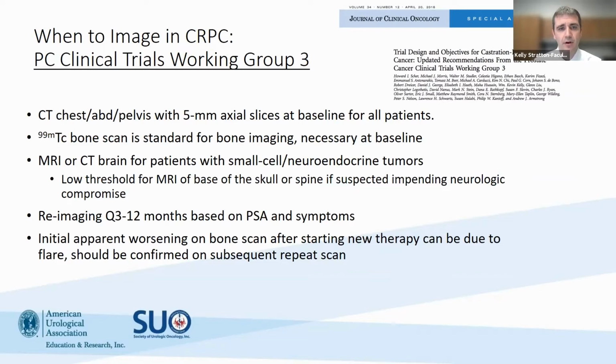Re-imaging every 3 to 12 months is recommended, and that can be increased in frequency based off of the PSA, also the presence of symptoms. Anytime a patient comes in and it seems like they're experiencing new symptoms or a change in their clinical status, you'll want to repeat the imaging.